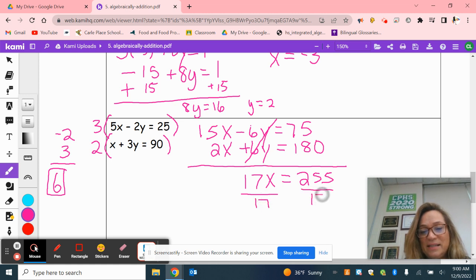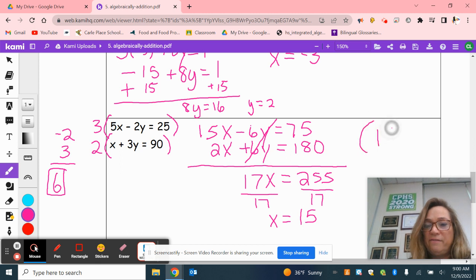Dividing by 17. I'm going to pull out the calculator. My guess is 15, but I'm not really sure, so I want to make sure. 255 divided by 17. Oh, I love when my guess is right. 15.